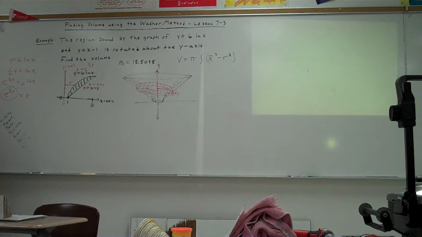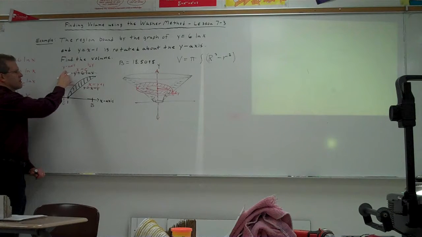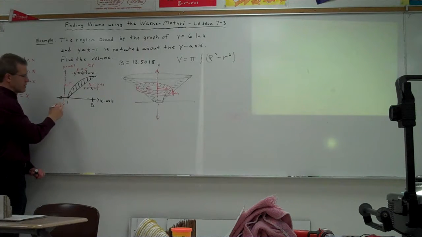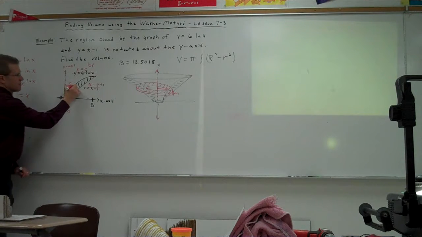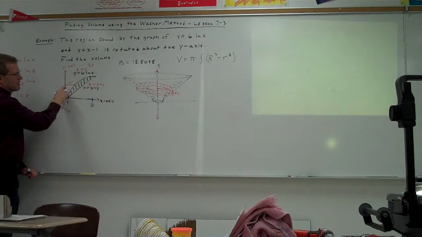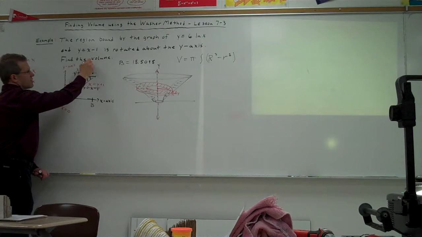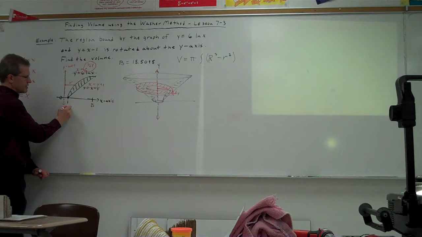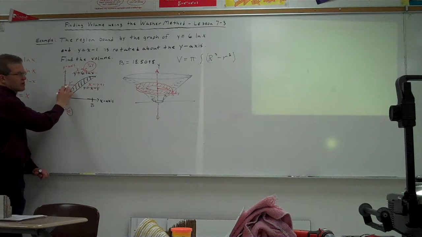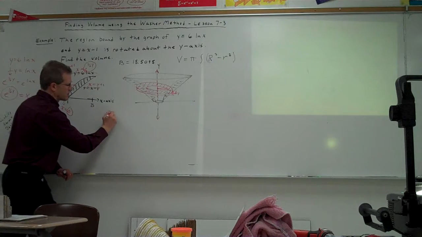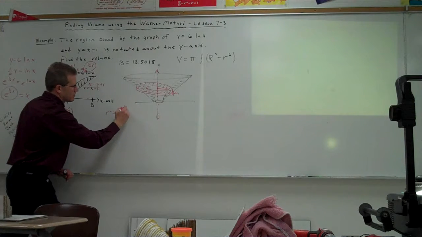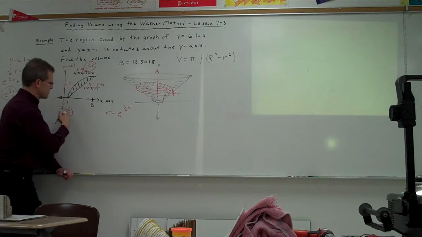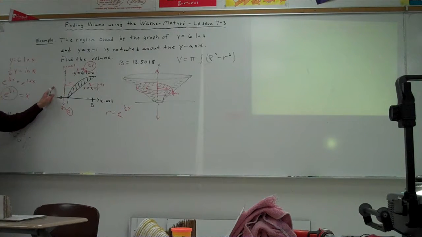What's another name for the y-axis? What's the equation of the y-axis? x equals 0. So, to get this distance between that curve and the axis of rotation, I take right curve minus left curve. So I take e to the 1/6 y minus 0. That'll give me my small radius. So my small radius is e to the 1/6 y minus 0. Right curve minus left curve.